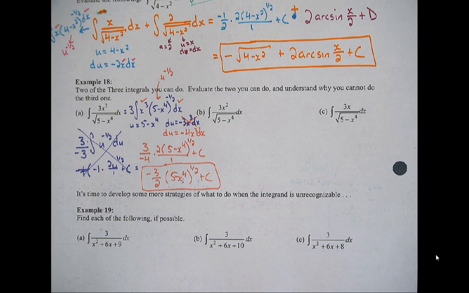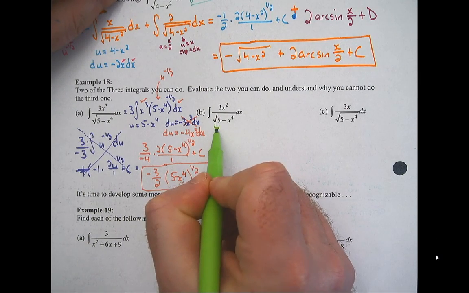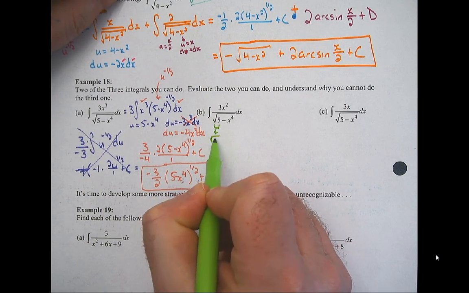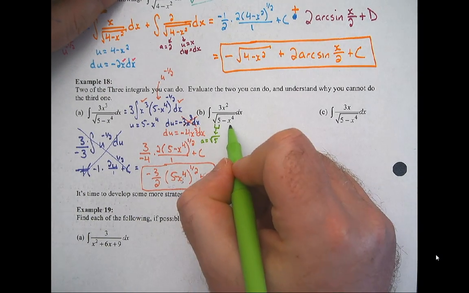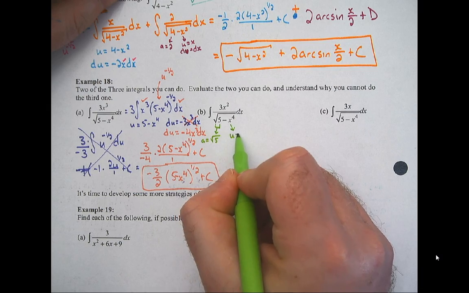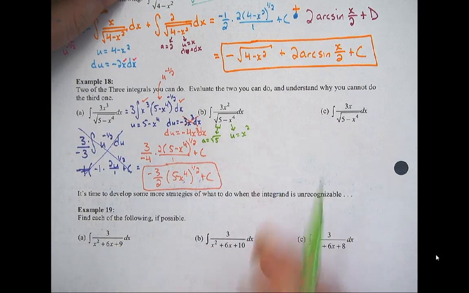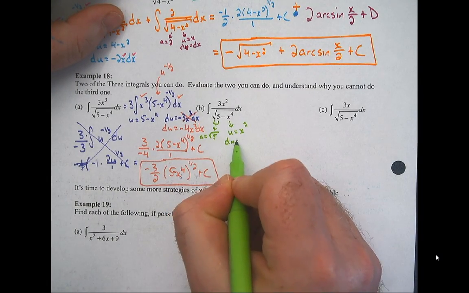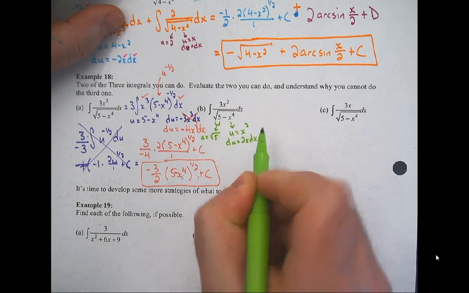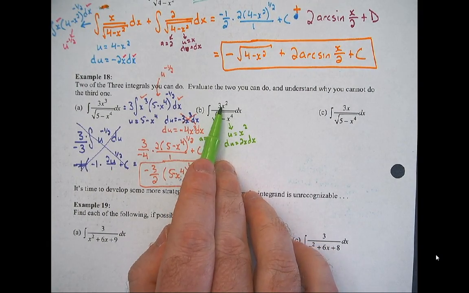Let's see if we can generate our a's and u's. So a would be root 5. And then what would u be? Oh, yeah. What squared would make x to the 4th? x squared squared. But then if u is x squared, my du would be 2x dx, and I don't have a 2x. I've got an x squared. And so this one's dead meat.